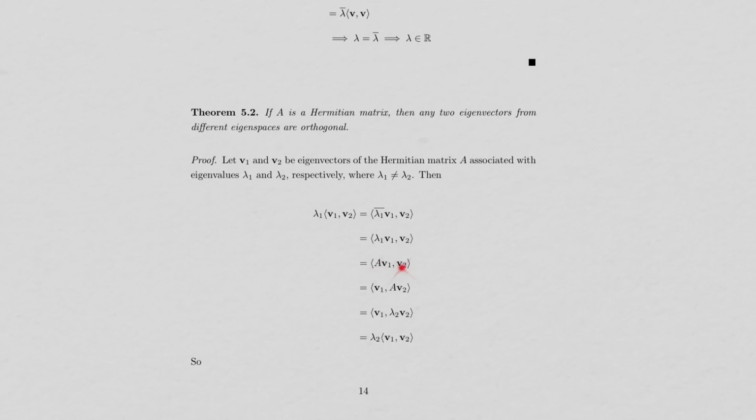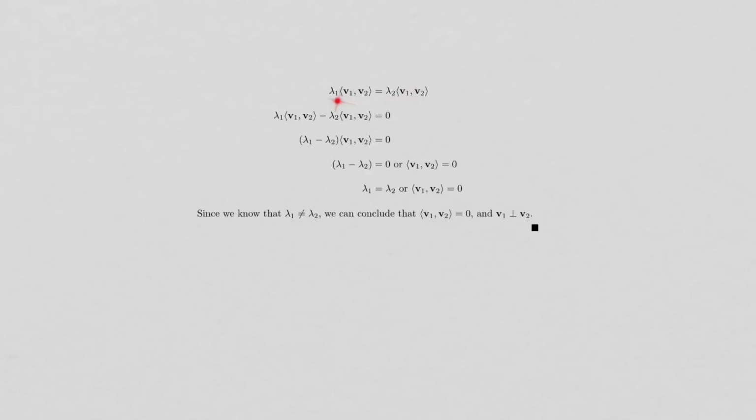Then I'm going to move the A over onto the V2, again using properties of Hermitian matrices in inner products. And then I'll replace A V2 with lambda 2 V2, bring the lambda 2 out, and I get lambda 1 times the inner product of V1 with V2 is equal to lambda 2 times the inner product of V1 with V2, which we see here. If I subtract lambda 2 times the inner product of V1 with V2 from both sides, I can factor out this inner product, and I've got the quantity lambda 1 minus lambda 2 times the inner product equals 0.